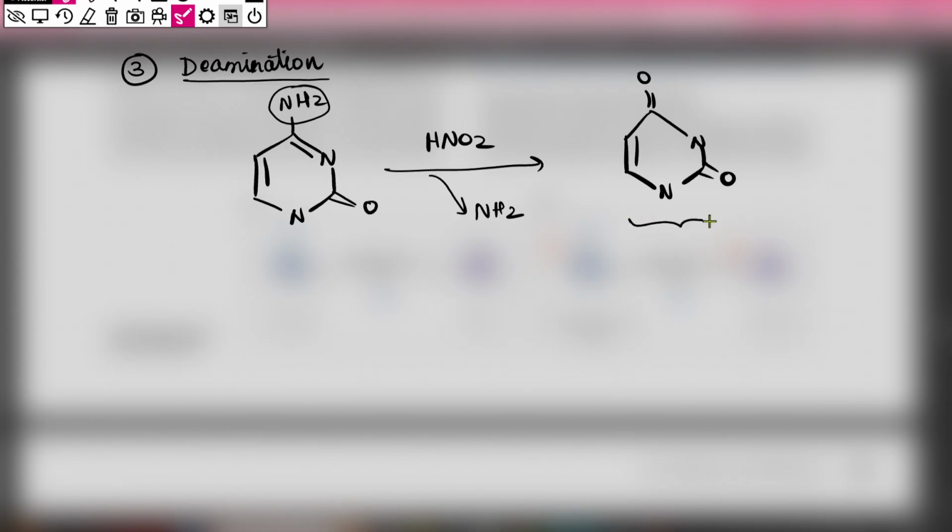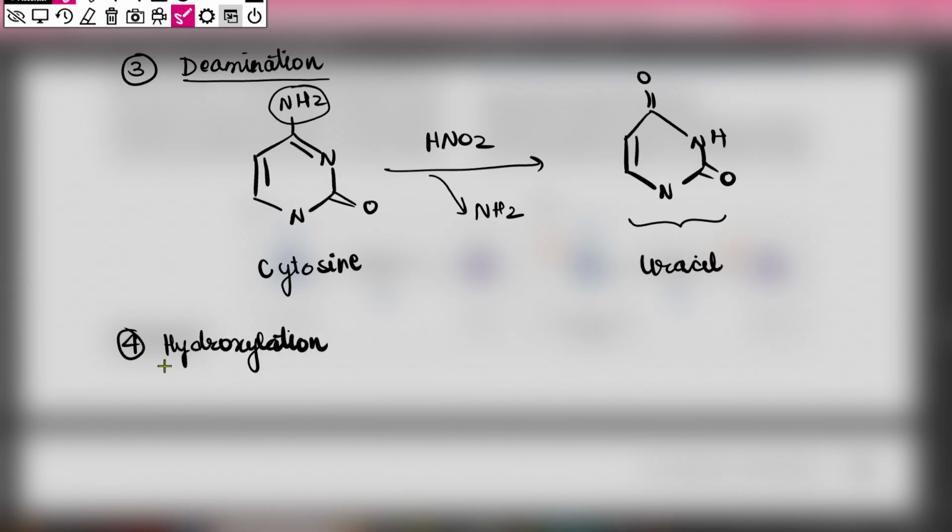And now you can easily guess what is the structure. This structure is that of uracil. So from the cytosine, in the presence of deaminating agent, we got uracil. Now this uracil will then do the bonding with the adenine, and that bonding I have already shown in the previous slide. So there can be certain agents which can cause the deamination. Then there are certain agents which can even cause the hydroxylation. So yes, there are certain agents which can cause hydroxylation also.